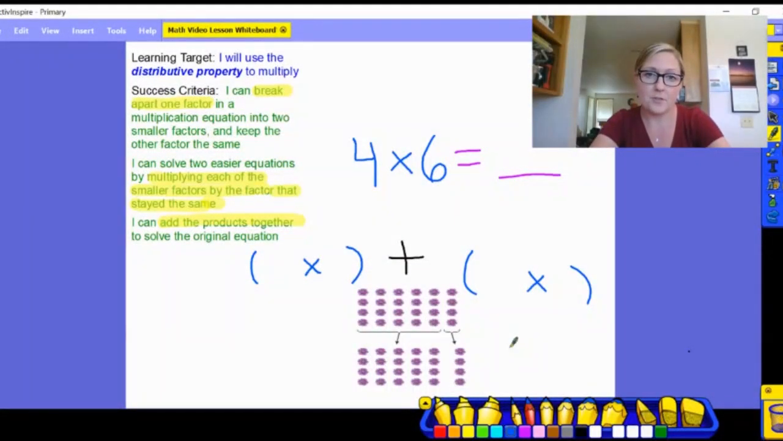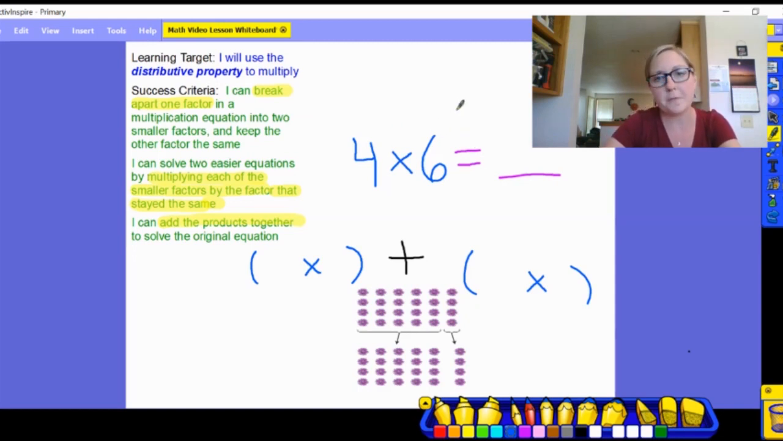To look at the distributive property and think about what it looks like. When we're breaking apart one of our factors, you can kind of think about it as breaking apart the array. So here on the screen, you see the equation 4 times 6 equals blank. Down below, this shows an array that is 4 rows of 6 flowers in each row. So this would be the original array to match 4 times 6.